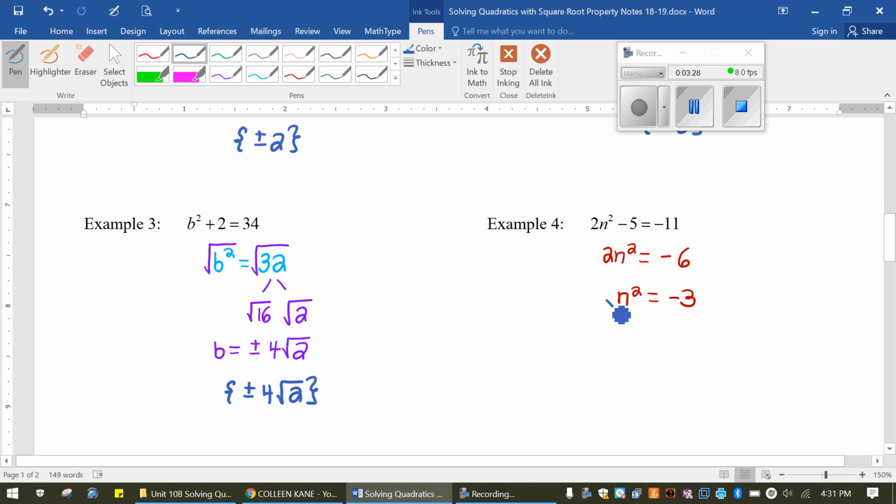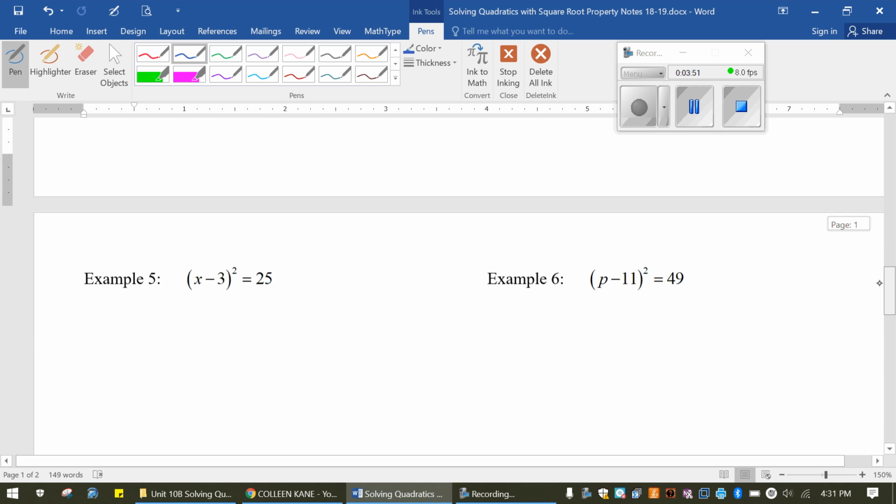And then when we take the square root of both sides, we have a small problem because we cannot take the square root of a negative number. So this would be no real solution. Or we can write it like this. Okay, let's move to number 5.